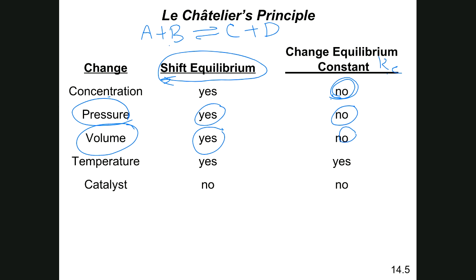The only thing that changes the Kc value is the temperature. So temperature is going to change the shift of the equilibrium, and it also changes the value for Kc. Catalyst doesn't change either one of them, but what it does is increase the speed of the reaction. It will change the speed of the reaction.